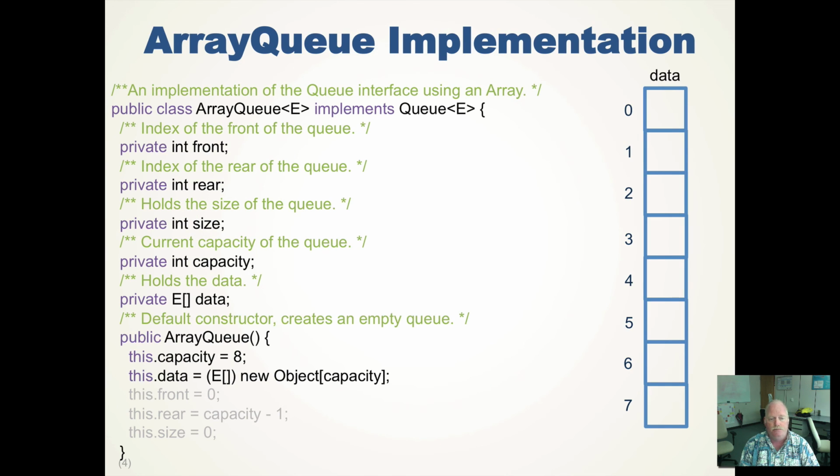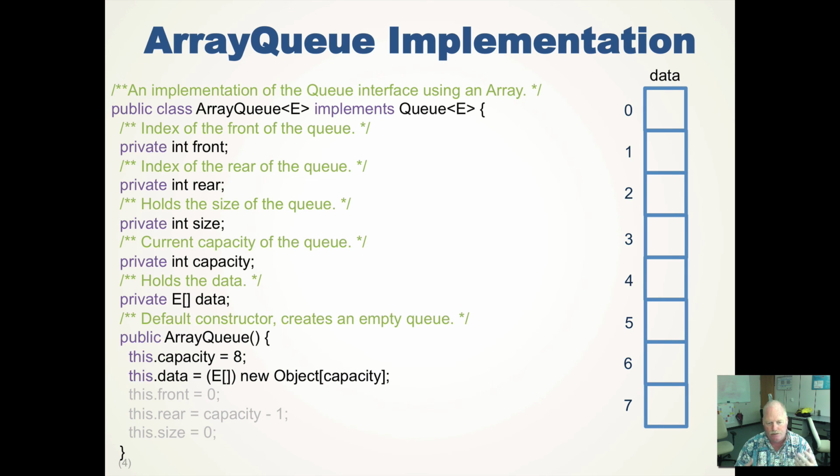So the constructor. For this particular example, I'm going to say the capacity is 8. You can make it 10 or a million, whatever you want. Again, the larger the number, the more empty space you have in your queue, so don't make it too huge, we'll grow it later. We then create the data array, and again, we have to cast it to type E because you can't construct an array of type E directly.